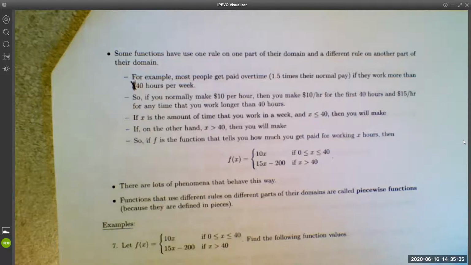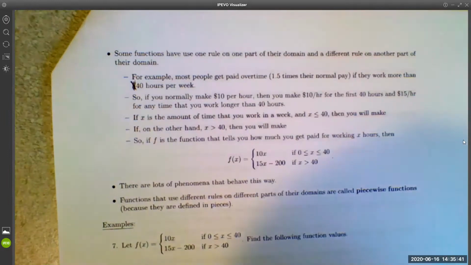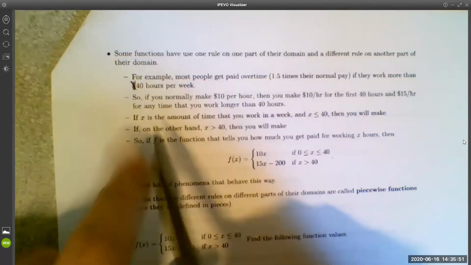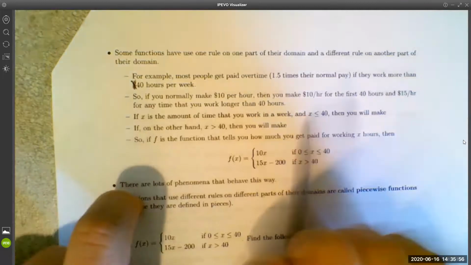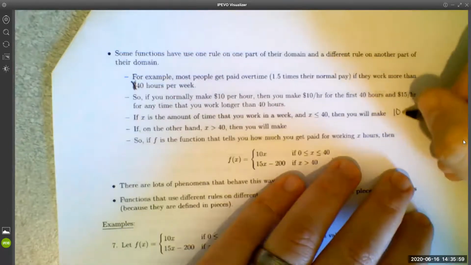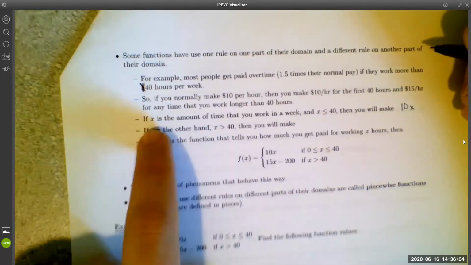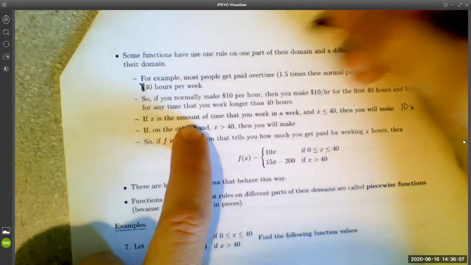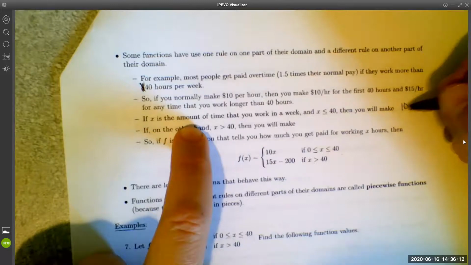But let's just pretend that this is the only time that your pay gets bumped. So you get $10 an hour for the first 40 hours you work, and then $15 an hour for any time that you work longer than 40 hours. So if x is the amount of time that you work in a week and x is less than or equal to 40, then you will make 10 times x. To make it more clear, x is the number of hours you worked in a week, and you make $10 per hour, so you're going to make 10x dollars.